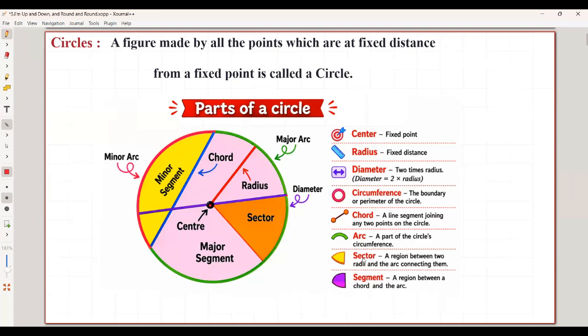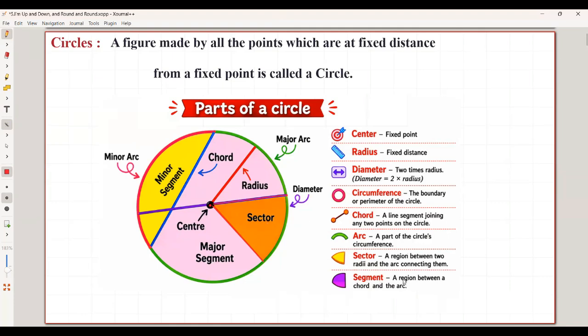Next one is the sector. A sector is the region between the two radii and the arc. Now this is one radius and this is another radius. Radii is the plural of radius; if only one is given, it means radius. Here we are using two radii. So the region between two radii and the arc, this portion, is called a sector, the orange color.